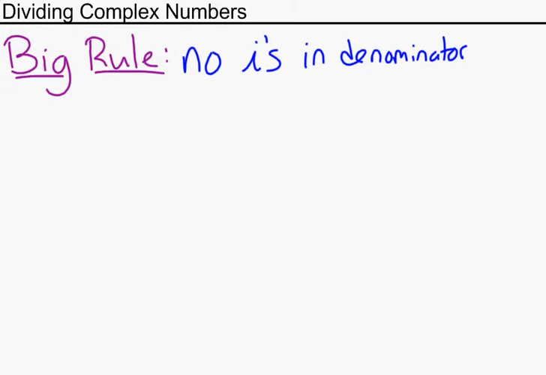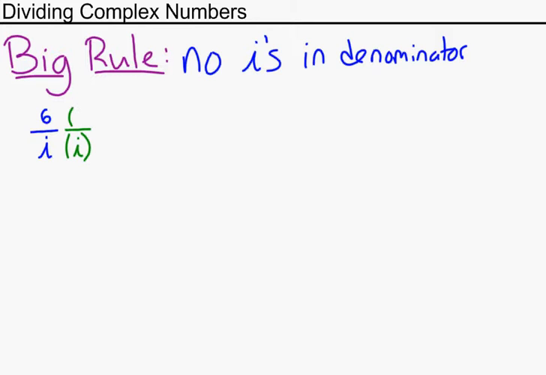Well, if I had an example like 6 divided by i, I notice right away that I have this imaginary in my denominator. So I think, how do I get rid of an i? How would I make it into a real number? Well, I know that i times i is i squared, and i squared equals -1. So if I multiply the bottom by i, I'm going to get rid of the imaginary number.